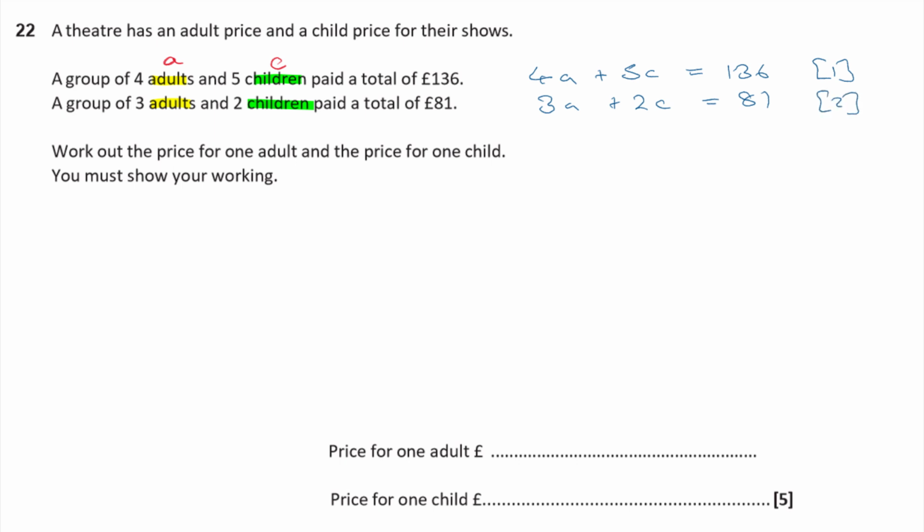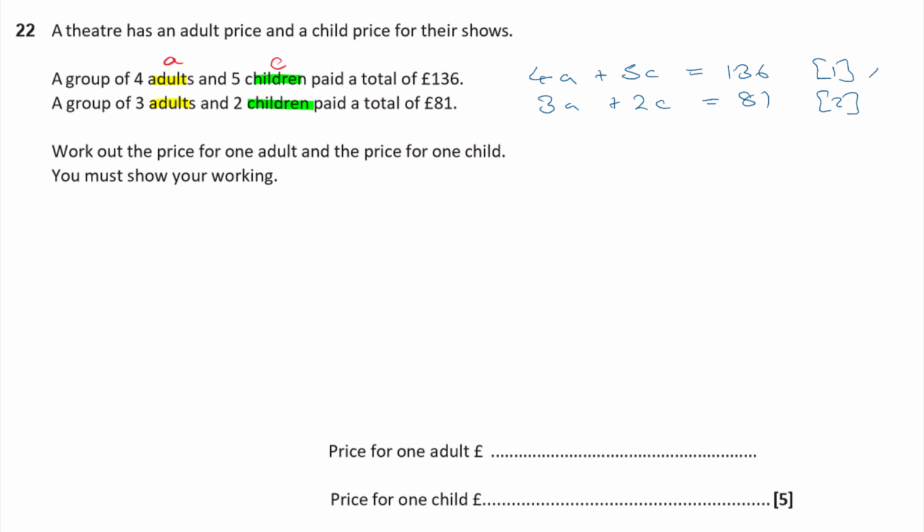Okay. Now, I want to solve these simultaneously, and in order to do that, we need to have the same number of each thing, so that we can eliminate one. So either we try and get the same number of children in both equations, or we get the same number of adults. Now, in this one, it doesn't seem to make much difference. It's going to be a little bit trickier either way. So I think I'm going to try and get the number of children on the basis that I like multiplying by 5s and 2s better than I like multiplying by 4s and 3s.